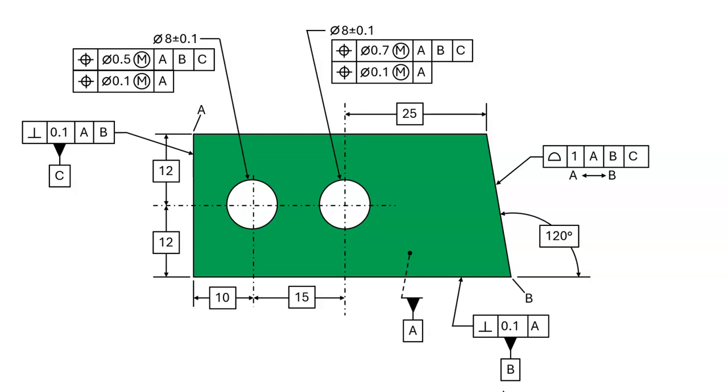As a simultaneous requirement, they control the spacing of the holes as well as the perpendicularity. The spacing of the holes is intended to be controlled by the 0.5 position tolerance and the 0.7 position tolerance. Controlling the spacing with the 0.1 position tolerances instead of the 0.5 and 0.7 position tolerance is an unintended result of controlling perpendicularity error with position tolerance instead of perpendicularity tolerance.